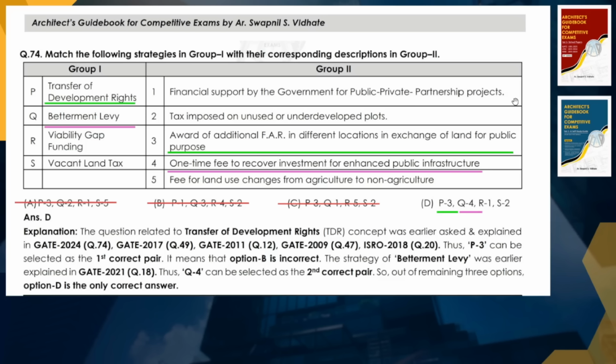The last term, that is vacant land tax, is correctly described as the tax imposed on unused or underdeveloped plots in order to avoid the illegal encroachment on those underdeveloped plots. So vacant land tax is correctly matched with the description provided at 2. So your option D is the only correct answer for this question 74.